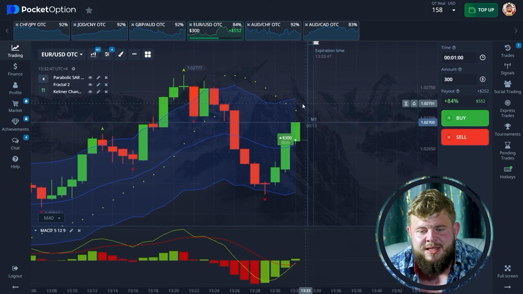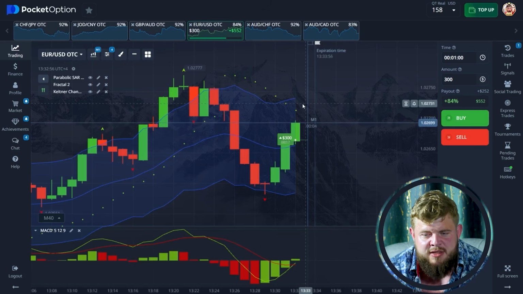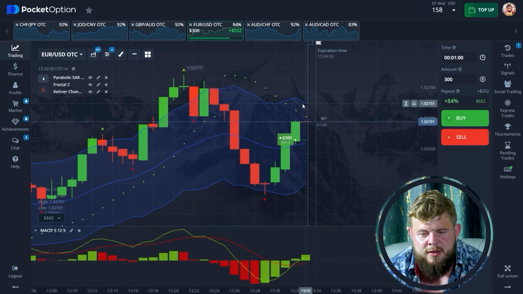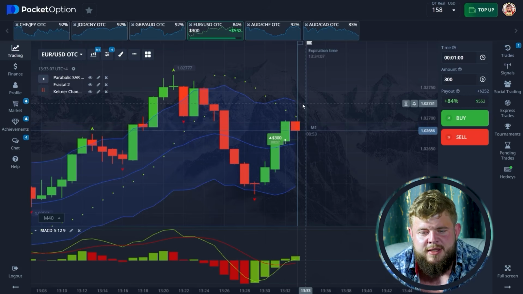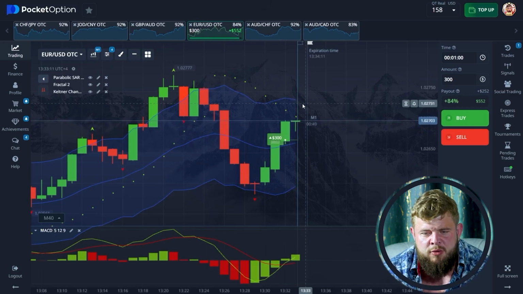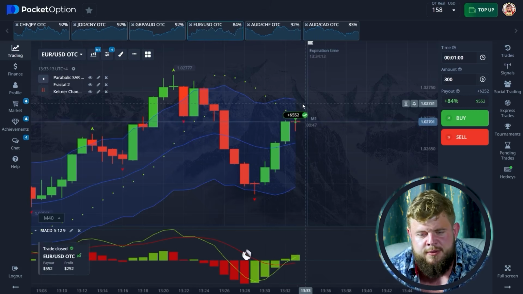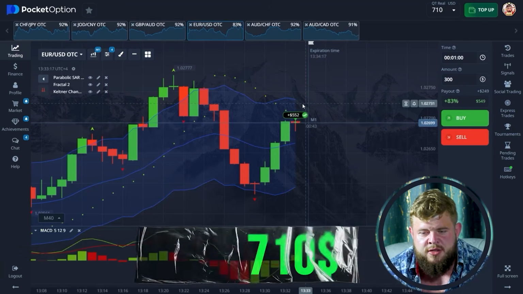For now, price is growing as I predicted. Half of the time has already passed. Let's just wait for around 20 seconds left. I hope everything will remain like now. So we have hit the trend line, we have hit the Parabolic SAR line, and we start receiving the pullback reaction. Yep, so it's closed. We have $710 on the account.